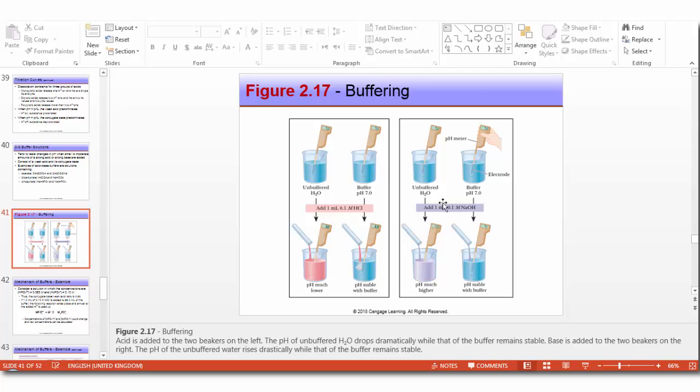Now on the other hand, if we do the same by adding 1 ml of 0.1 molar NaOH to the buffer, we expect the pH to increase from 7 to 7.1 only, whereas in the unbuffered water it increased from 7 to 11. Again, this is a drastic change in the pH of the unbuffered water upon the addition of the same amount, while the buffer changes very little, or is unaffected.